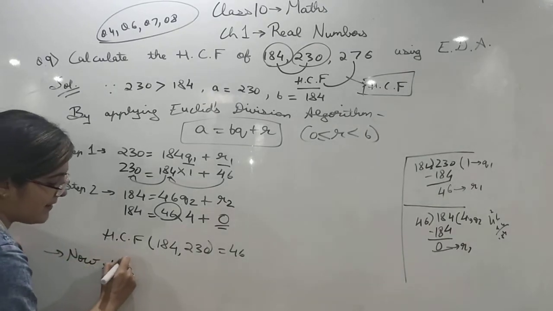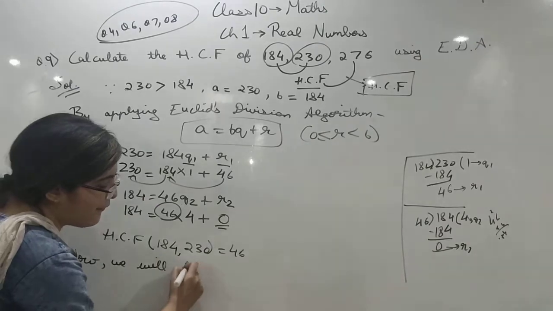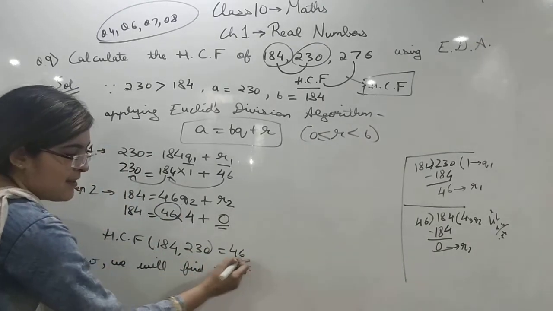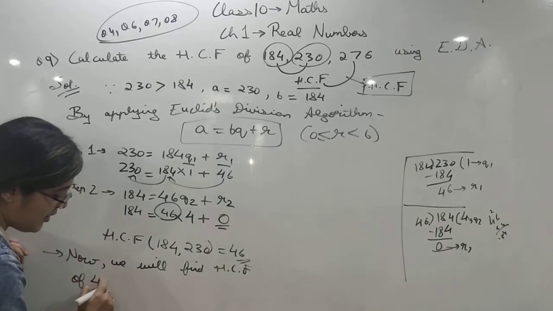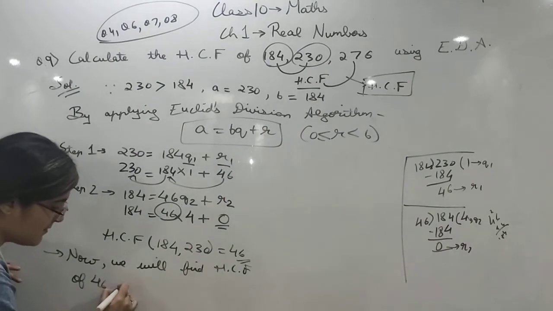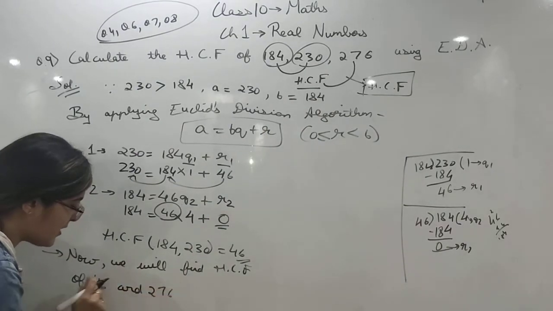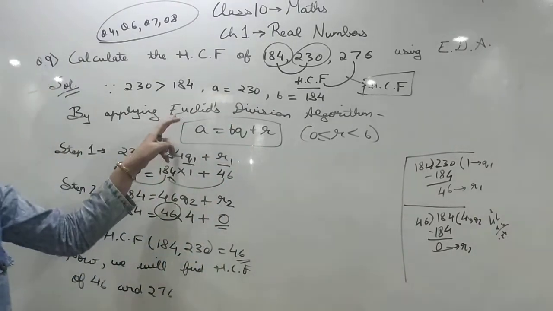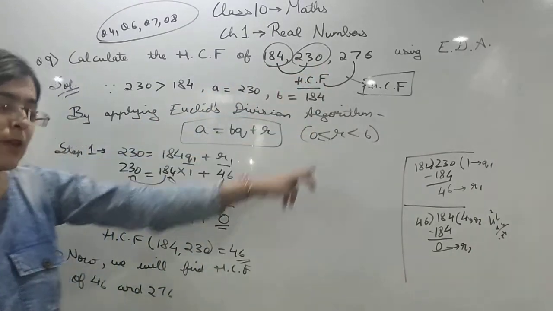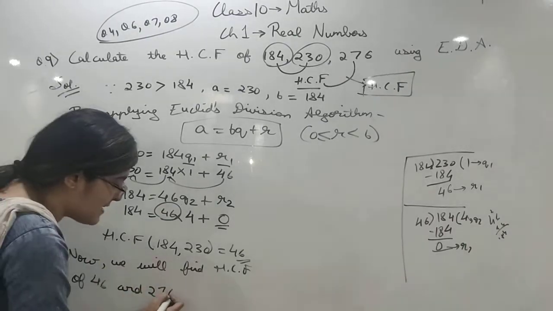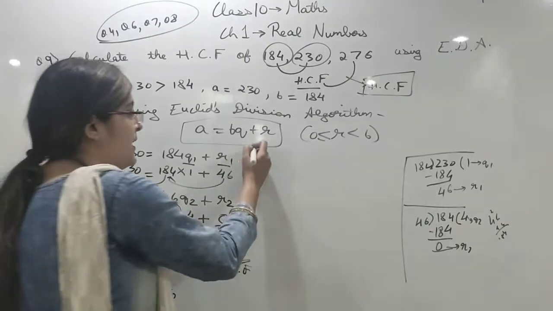Now we will find HCF of this 46 and your third number. What is your third number? 276. Now again you will use Euclid's division algorithm 2 times. First you have calculated the HCF of these two numbers which came 46. Now you will calculate HCF of 46 and 276. Okay, let's do it.